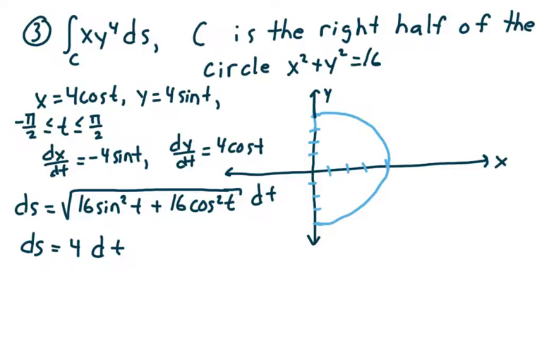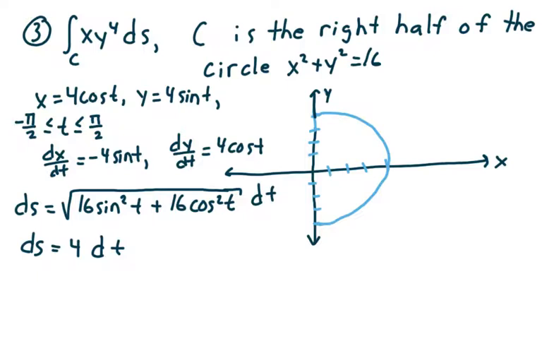So here I'm going to have x equals 4 cosine t and y equals 4 sine t, and I'm going to take t to be between negative pi over 2 and pi over 2. And I can make a video on how to parameterize different curves, but that's how you would parameterize the right half of a circle. So dx dt is negative 4 sine t, and dy dt is equal to 4 cosine t.